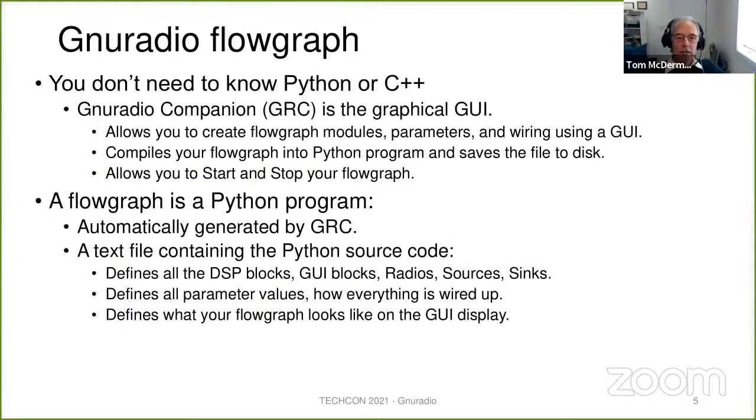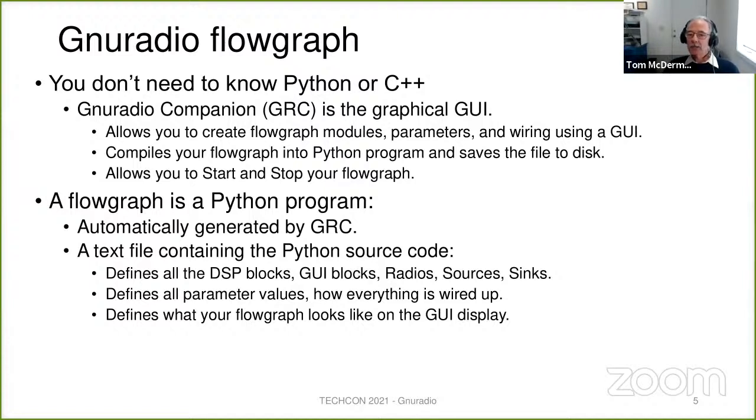So let's talk about a GNU Radio flow graph. A flow graph is kind of like a program. You don't need to know Python or C++ in order to build a flow graph. GNU Radio Companion, GRC, is the graphical GUI. It allows you to create flow graphs, modules, parameters, and wire them all up just by using your mouse to point and click between the blocks. Then you click another button and it'll compile your flow graph into a Python program and save that program to disk. It also allows you to start and stop your flow graph. So you have kind of a complete development environment, but you don't have to write any code.